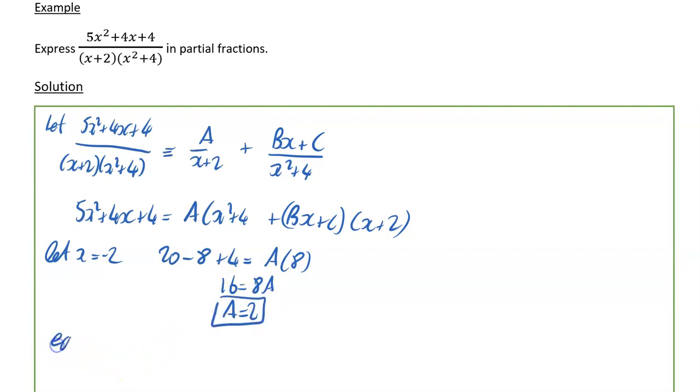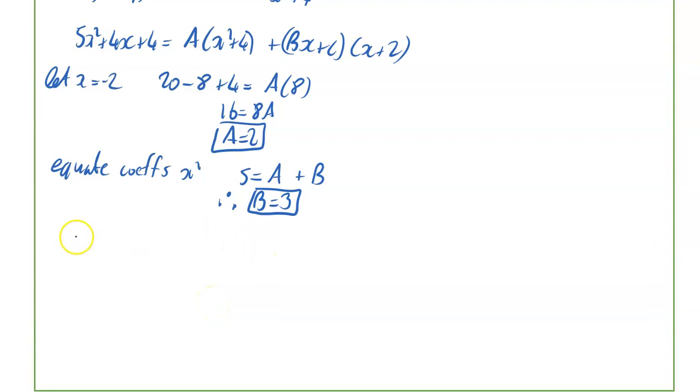Okay, for these ones it's probably easiest to equate coefficients. So I'm going to equate the coefficients of x squared first of all. On my left hand side I have 5, and on my right hand side I have A plus B, and you already know your A is equal to 2, which tells you then your B is equal to 3. So you've got your A and your B.